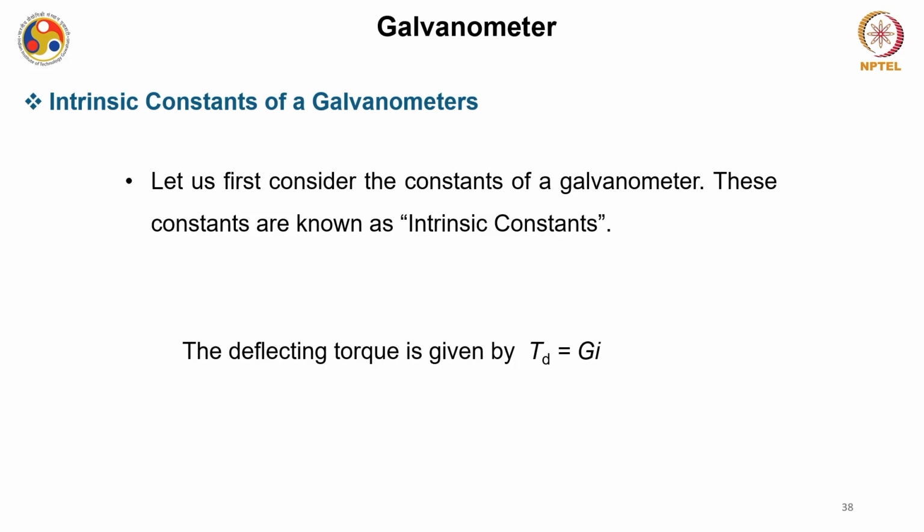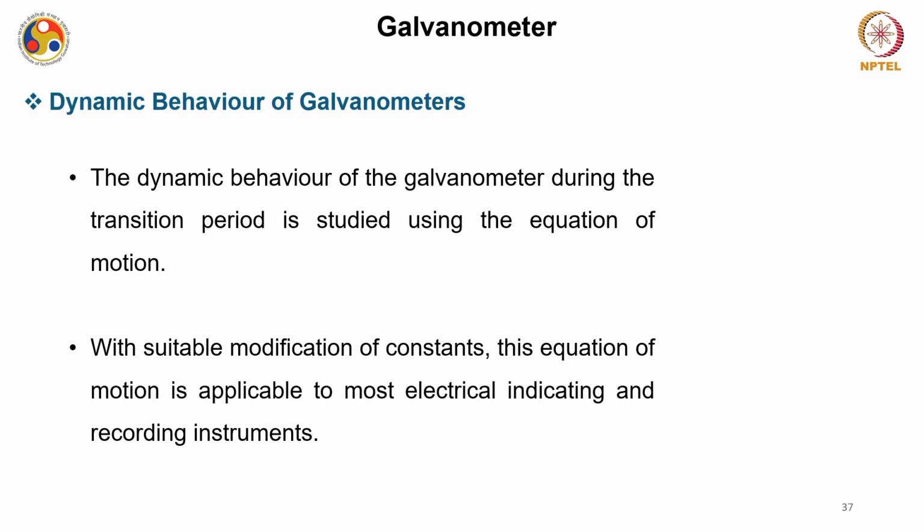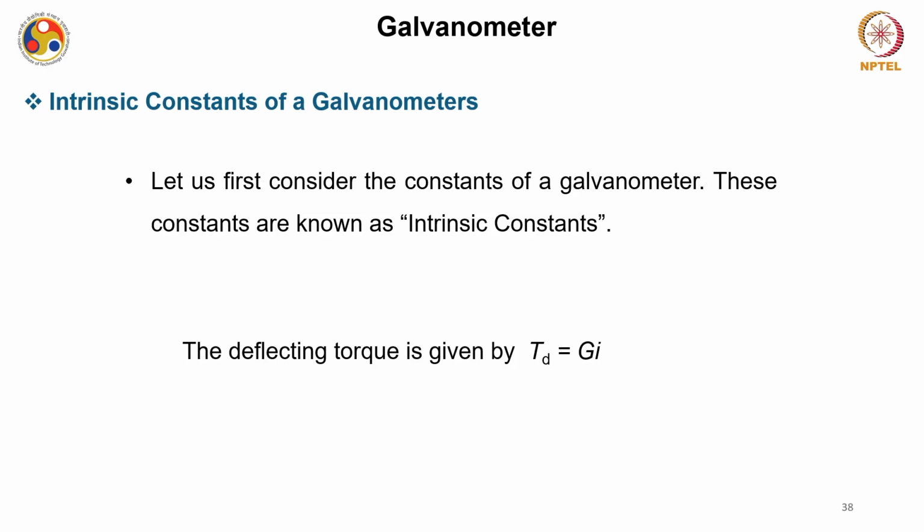Before we actually jump into the equation of motion for the galvanometer, let us try to understand some of the constants which are very relevant to the galvanometer, which we may have to recall in later lectures. First and foremost is the intrinsic constant of the galvanometer, which we have recently seen. So let us consider this constant of a galvanometer.